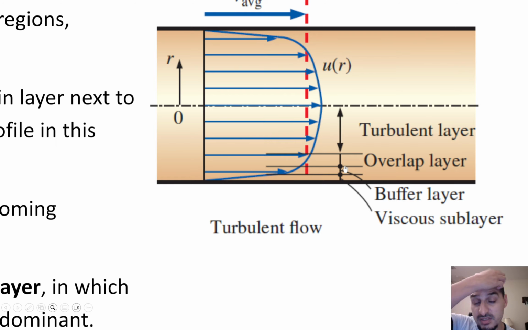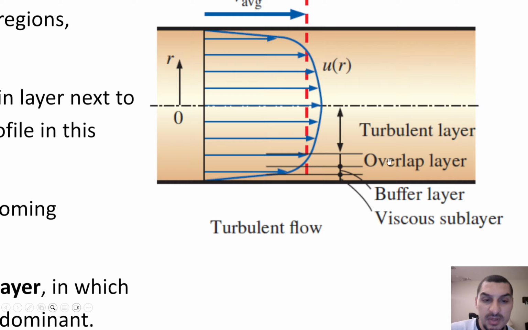There are two layers here that are called the buffer and the overlap layer. They are kind of transitional layers between the viscous sublayer and the turbulent layer. The buffer layer is highly affected by the viscous forces, but there is some effect of the inertial forces. That's why you'd see it's not linear as the viscous layer is. It starts to take this curvature here.